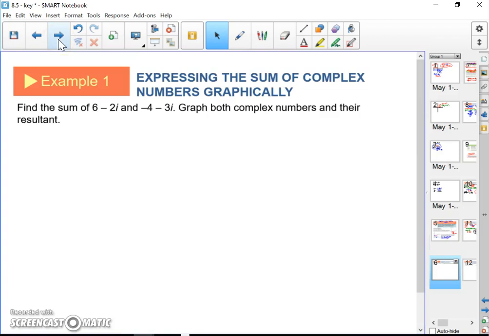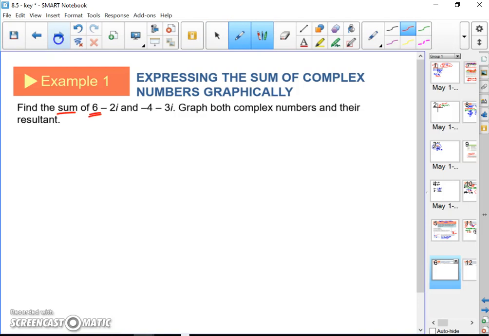Find the sum of these two vectors and then graph both complex numbers and their result. We're going to graph a total of how many vectors here? 3. We're going to graph both of the vectors that they show, plus we're also going to graph the resultant. We're going to graph 3 vectors. So first thing, let's find the sum. That's easy. Okay? Find the sum.